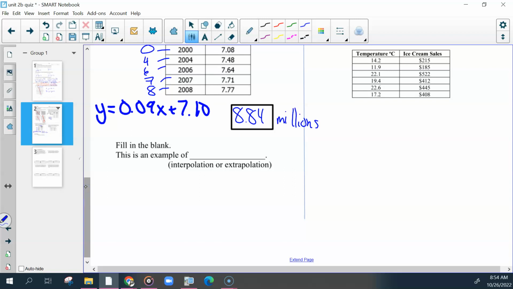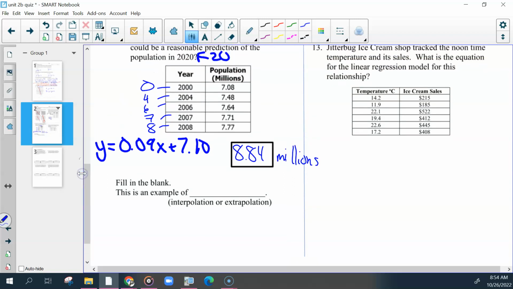And then remember that interpolation means that what this is asking for is, does this fall inside the data? Extrapolation is outside of the data. This would be an extrapolation. So that was worth 3 points, getting the correct answer, your line of best fit, and extrapolation or interpolation. So for this, you get it right or you don't. And then the last one, they just needed the equation.